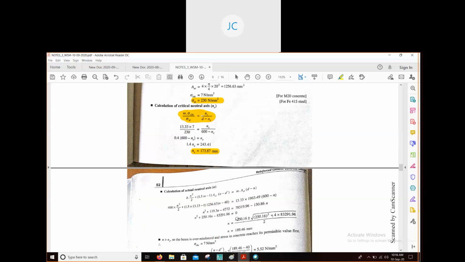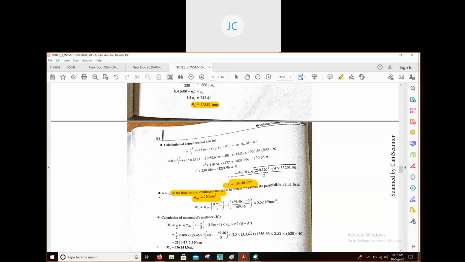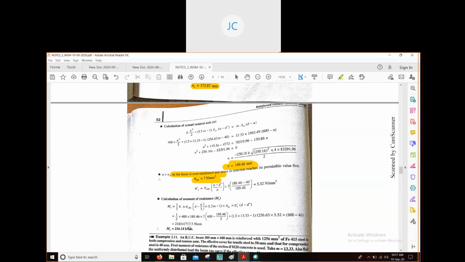If you put all the values and solve it, you will get the value of n equal to 189. Now compare these two values: the actual neutral axis depth is more than the critical neutral axis depth. That means our section is over reinforced. So sigma cbc will be 7 Newton per millimeter square. This is the formula to find sigma c dash. So the moment of resistance formula is this one.